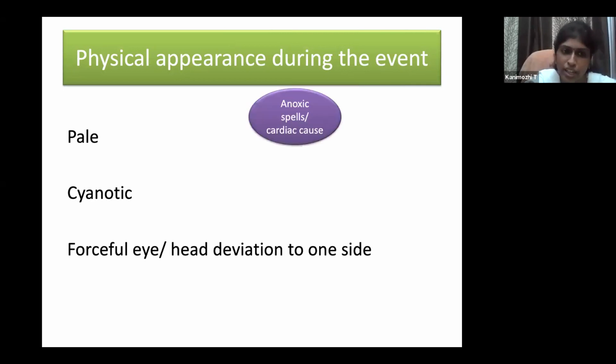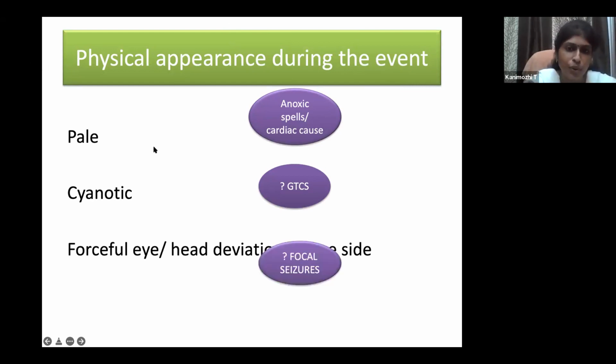So if the child became pale during the episode, then it could be just a syncope, okay, any anoxic spells or any cardiogenic cause of syncope. Cyanotic, it could be because of any generalized tonic-clonic seizure. So after the episode, the child turns blue. And forceful eye or head deviation to one side can occur in focal seizure or versive movement. Also notice the limb movements, whether they are unilateral, bilateral and synchronous, or irregular and thrashing.